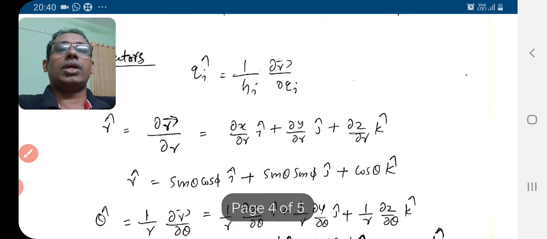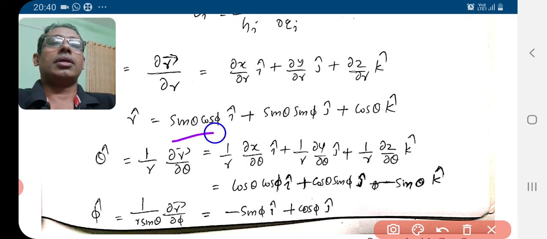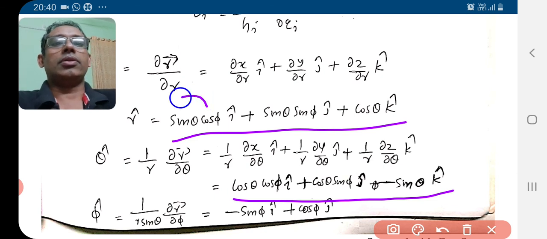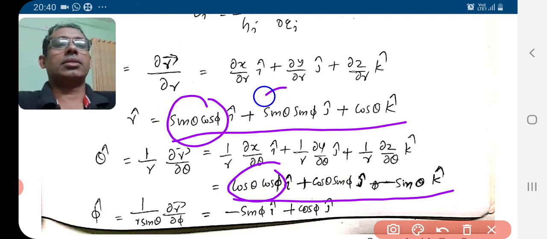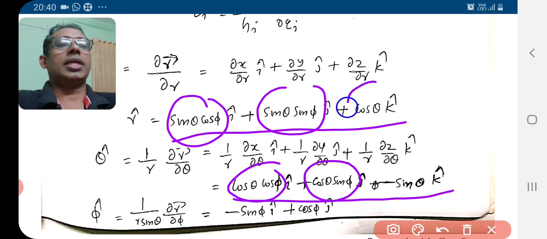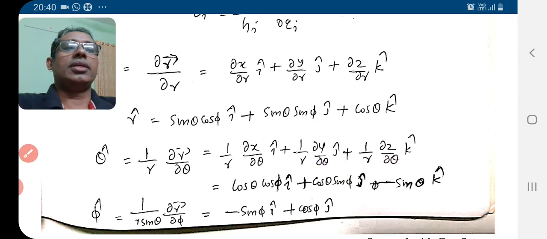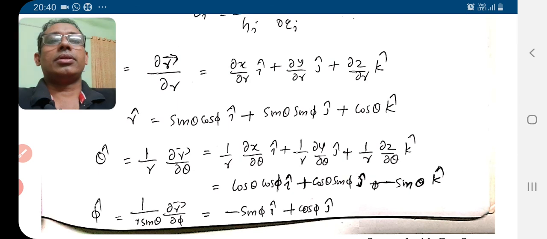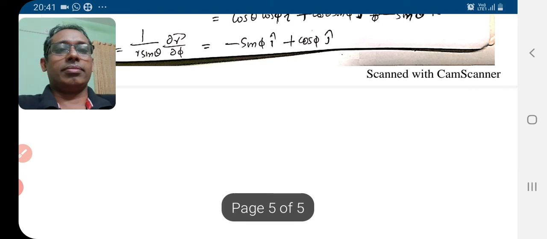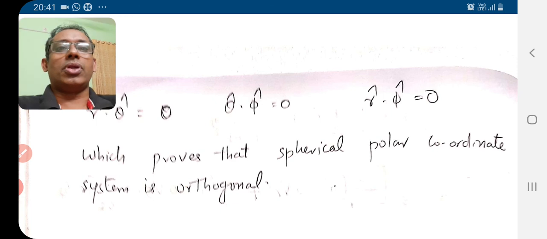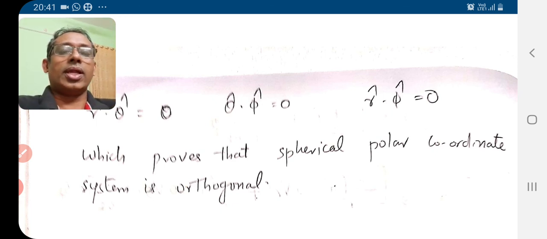Okay, we know how to take r dot θ. This is r and this is θ. So what is r dot θ? That will be simply the product of this plus the product of this plus the product of this. And when you add together, you will see it is equal to 0. Same way you can find θ dot φ, you can find r dot φ, and you will see all of them are equal to 0, which proves that the spherical polar coordinate system is orthogonal.